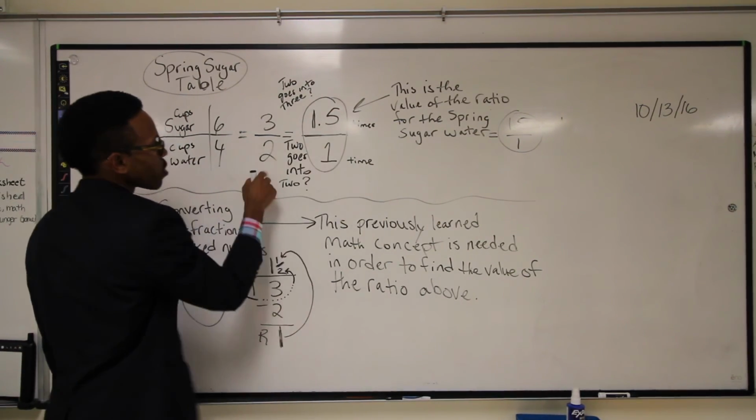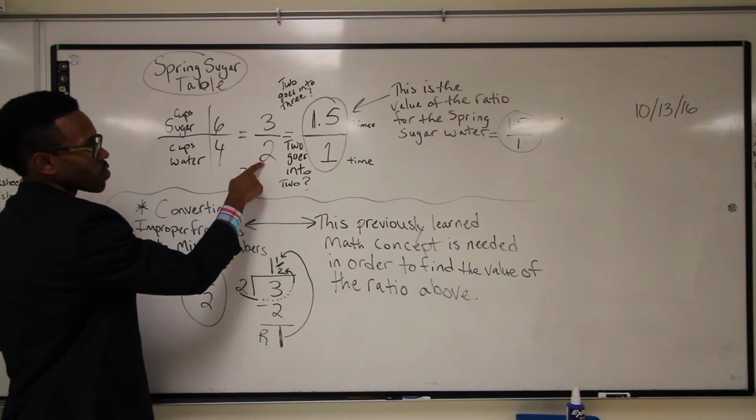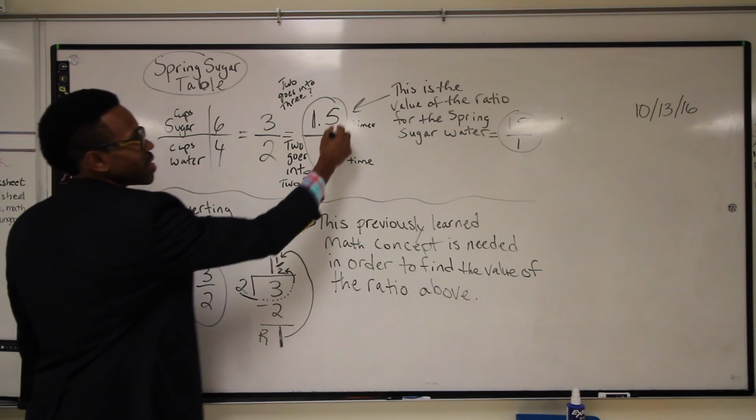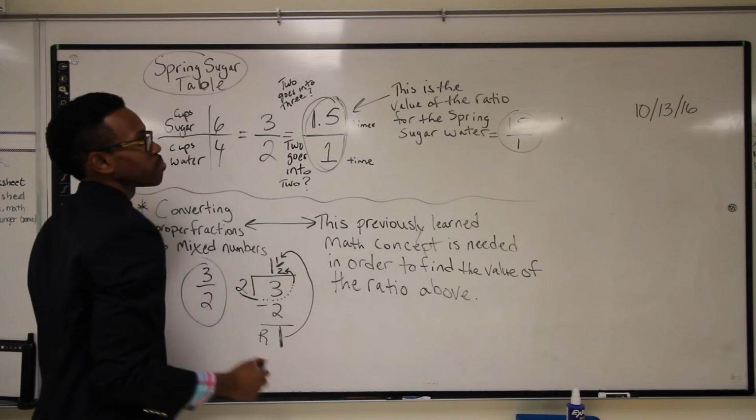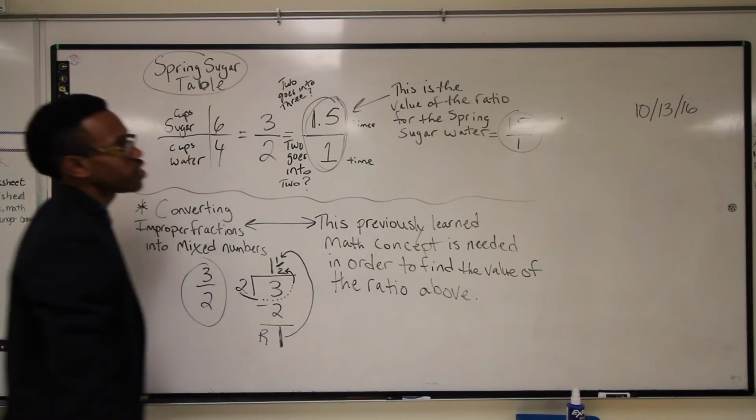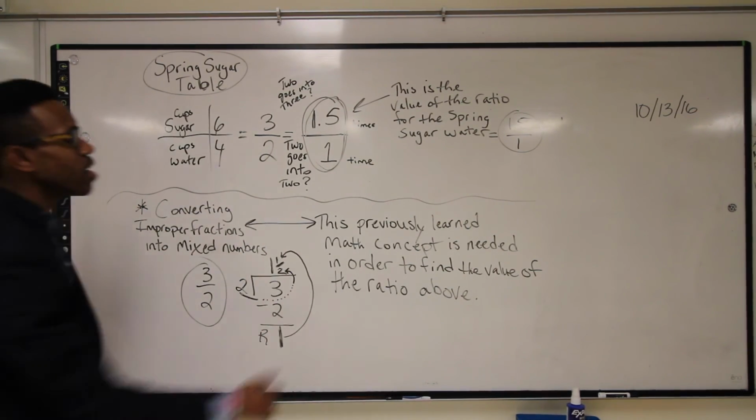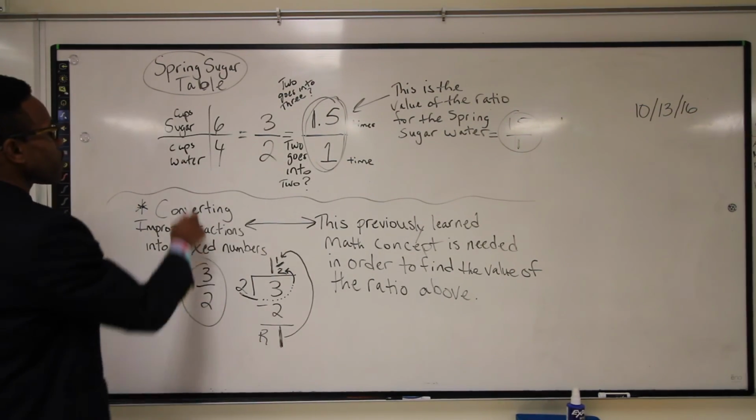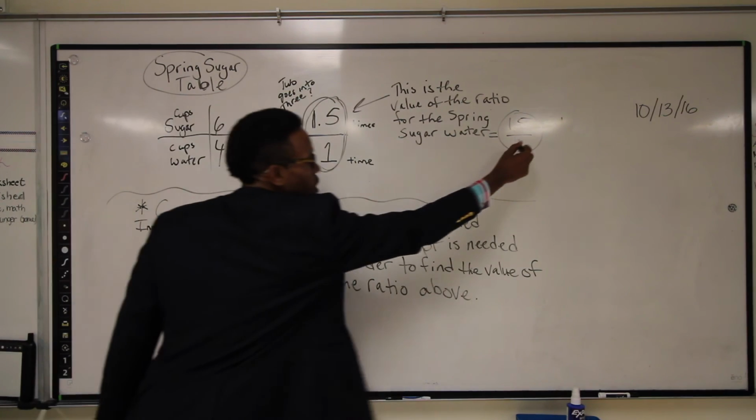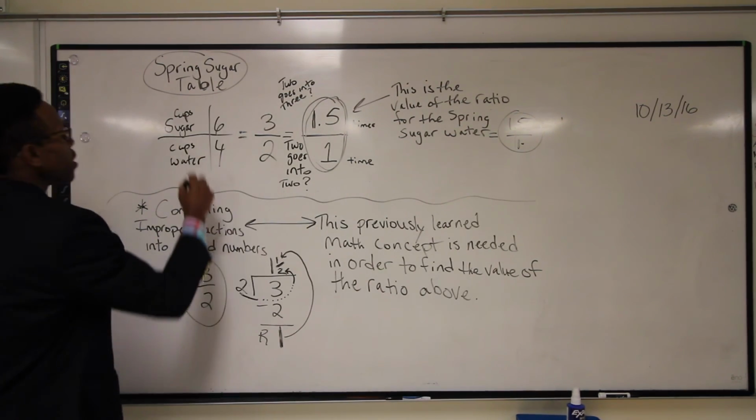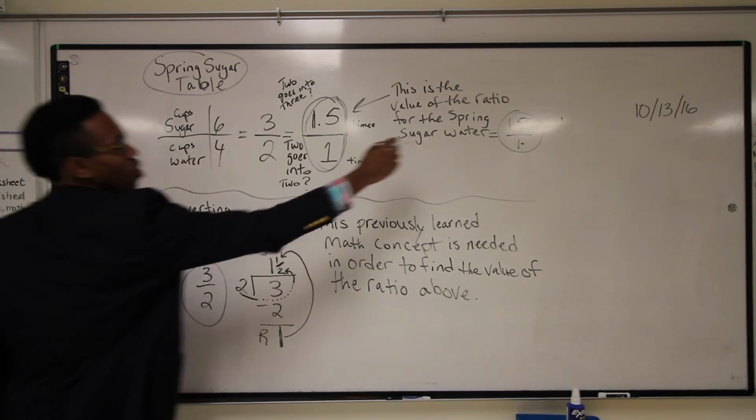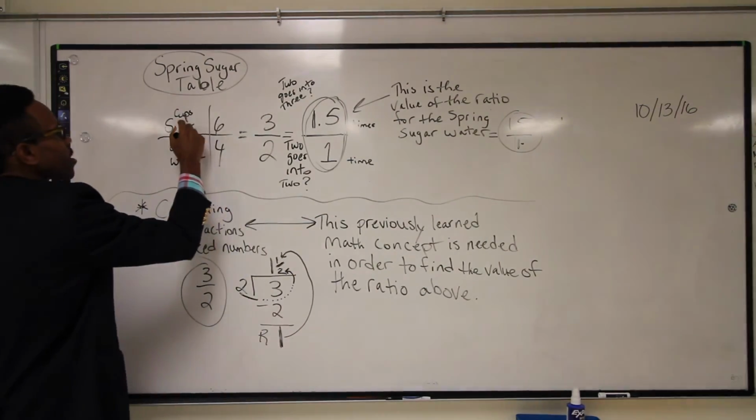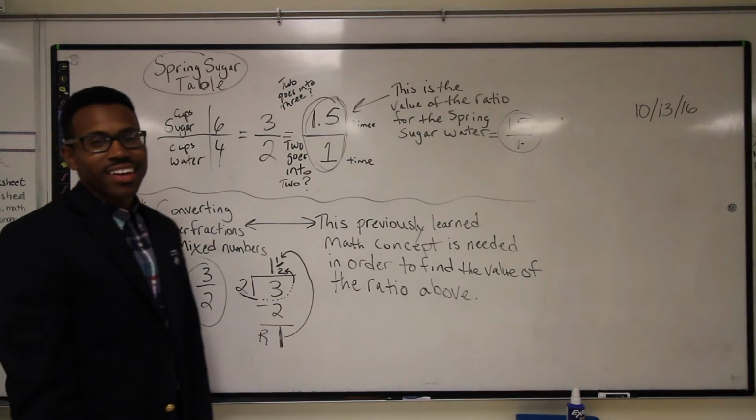1.5 over the 1, remember when we divided the 2 by 2? This becomes the value of the ratio for the spring sugar water. 1.5 to 1. So for every 1 cup of water, right there, I'm going to need 1.5 cups of sugar. I hope that helped you guys.